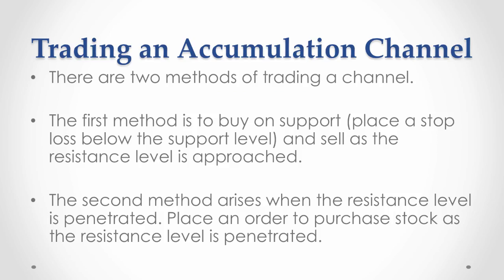So for trading an accumulation channel, there are two methods. The first method is to buy on support. Place a stop loss below the support level, and then sell as the resistance level is approached. I have shown this tactic a couple of times, and I think we are all clear with that. The second method arises when the resistance level is penetrated, like the example we showed just now. Place an order to purchase the stock as the resistance level is penetrated.